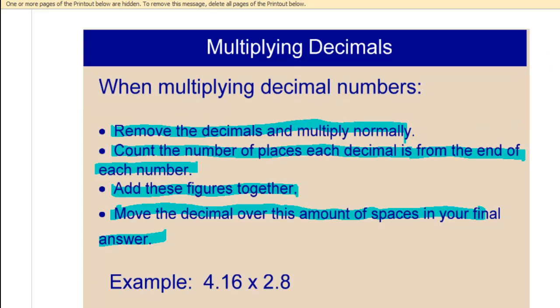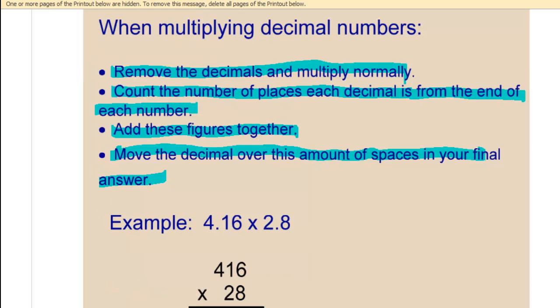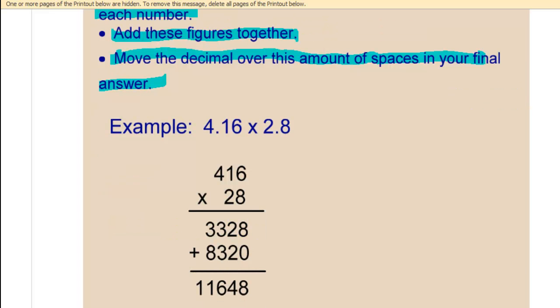In this first example, 4.16 times 2.8, I'd like you to go ahead and multiply this as if the two numbers have no decimal. So here's your multiplication problem. Go ahead and multiply those two numbers. You should end up with 11,648.